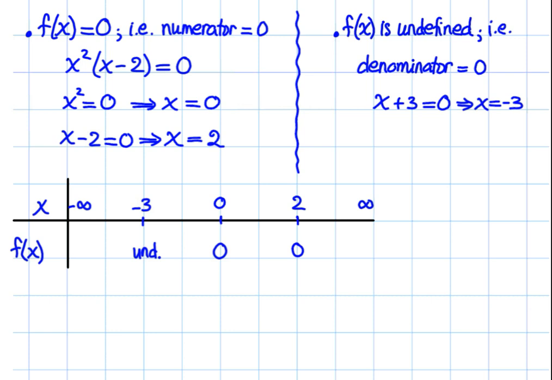For that, I use the test point. So the test point will be between each of those numbers. So I'll choose negative 4 here, negative 2, 1, and let's choose 3 here.